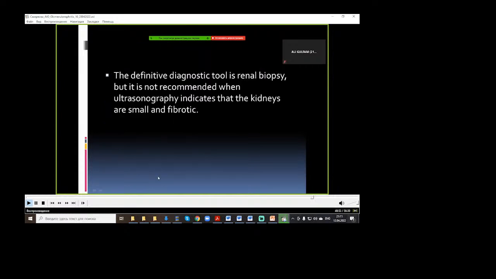The definitive diagnostic tool is renal biopsy, but it is not recommended when ultrasonography indicates that the kidneys are small and fibrotic.